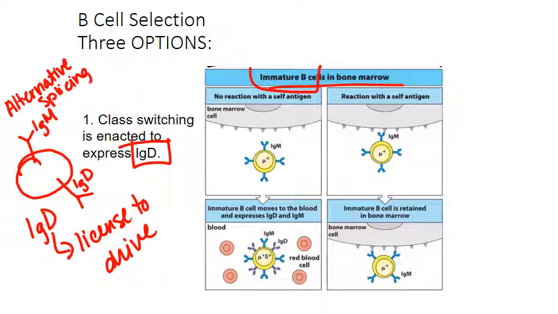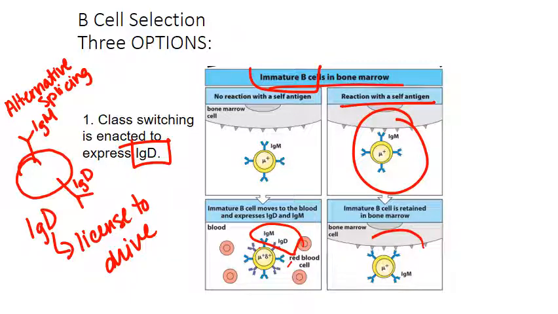Once it's done that, that's when it's actually released from the bone marrow. If the cell is not self-reactive, if during the testing process it is found not to be self-reactive, then you have alternative mRNA splicing of the heavy chain gene transcripts to produce the IgD on the surface. And it's this dual expression that leaves. So you can see that an immature B cell is going to move to the blood when it expresses IgM and IgD. If it only has IgM because it's reactive with a self-antigen, it's going to be retained in the bone marrow and eventually die.